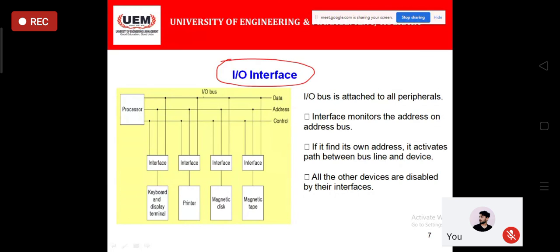Now, IO interface, this is important. See, you can see there are three buses. These buses are known as the data bus, address bus, and control bus. Just listen carefully. This is one type of question. Explain the working principle of IO interface with proper diagram. Please write down the question. Explain the working principle of IO interface with proper diagram.